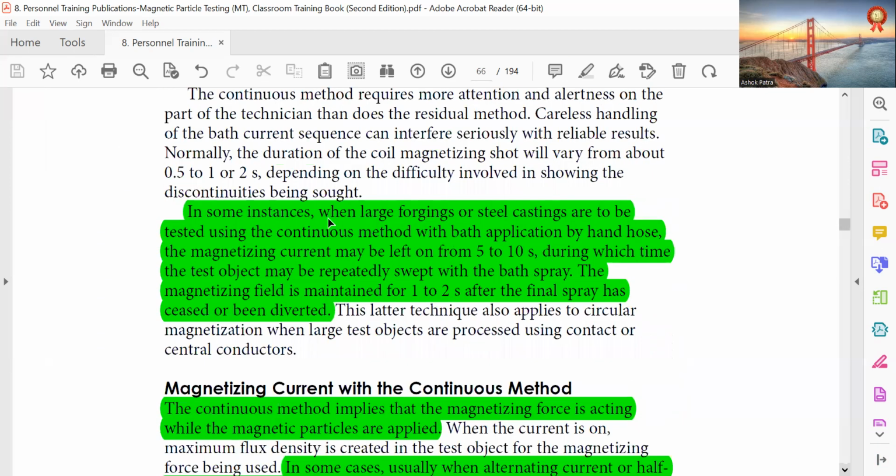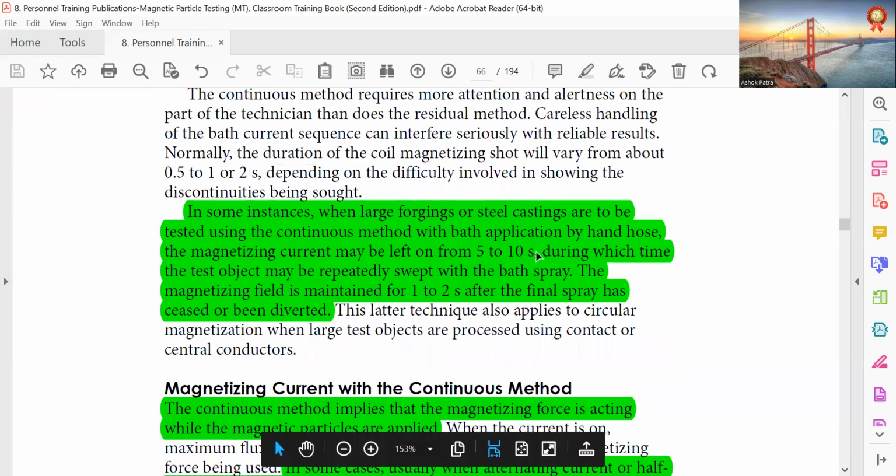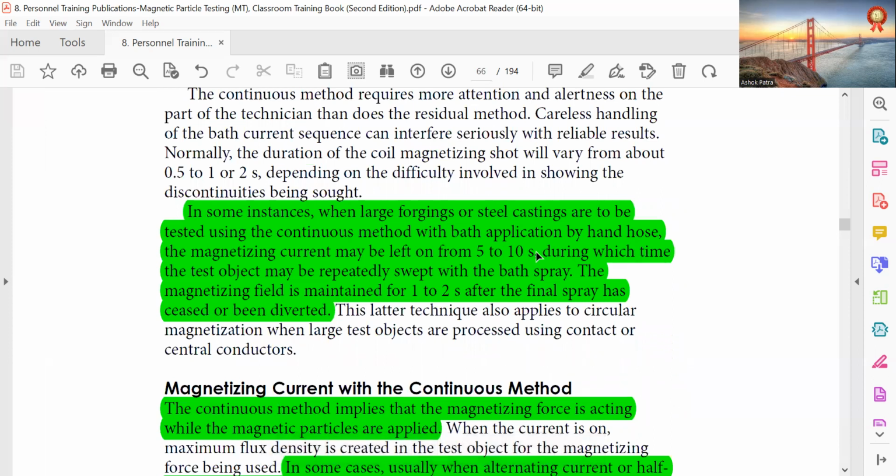In some instances where large forgings or steel castings are to be tested using the continuous method with bath application by a hand hose, magnetizing current may be left on for 5 to 10 seconds, during which time the test object may be repeatedly swept with the bath spray. The magnetizing field is maintained for 1 to 2 seconds after the final spray has ceased or been diverted.